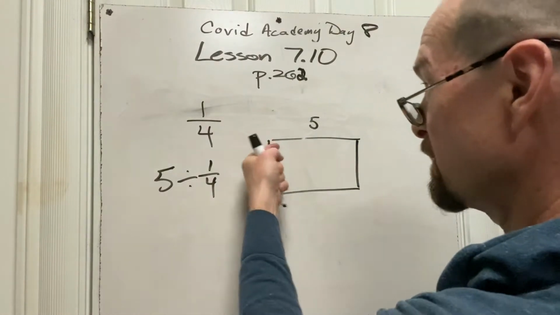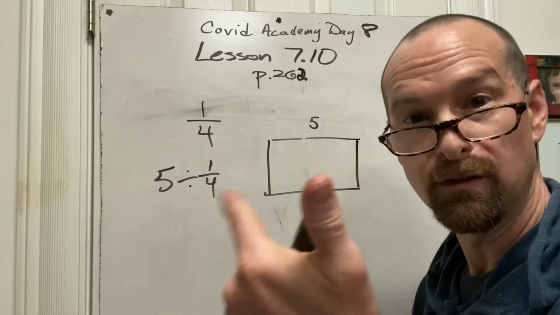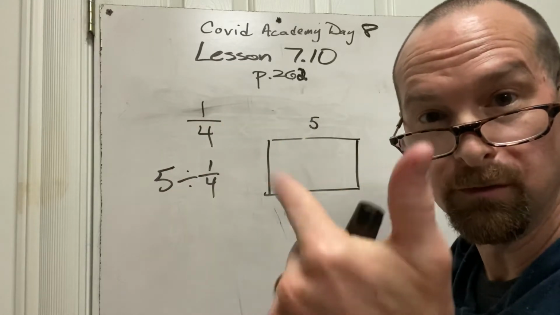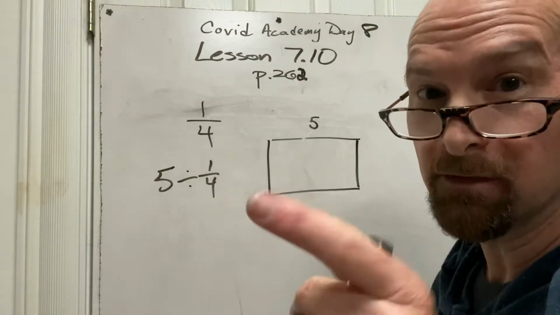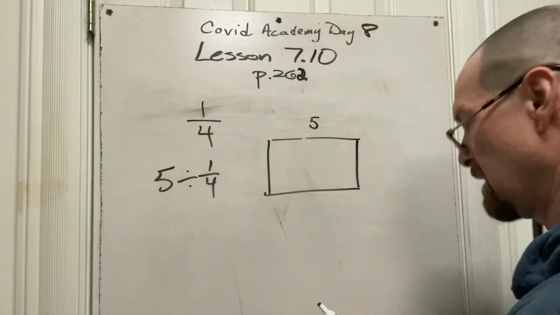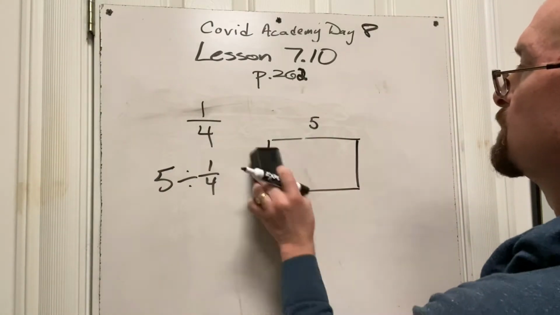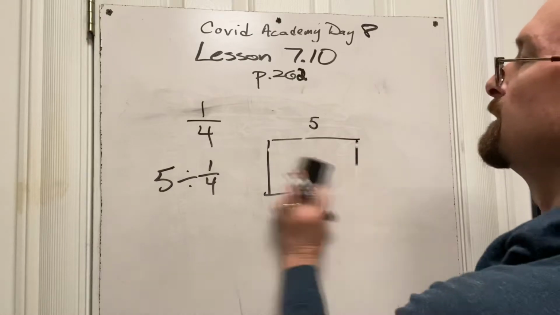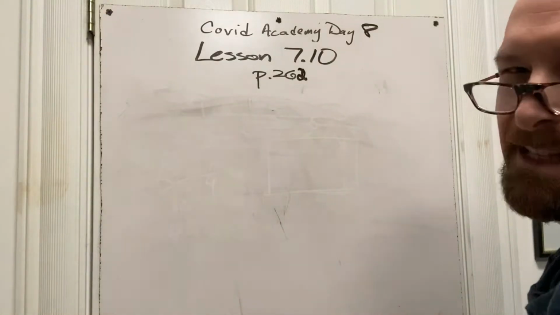So how many fourths are there in 5? 1, 2, 3, 4 fourths makes 1. 1, 2, 3, 4 fourths makes 2. Guess what? It's 5 times 4. 20. Number model is that. 5 times 4 would take 20 of those stickers to get all the way over there. Did you get that? Did you?